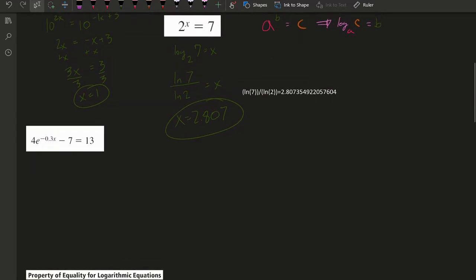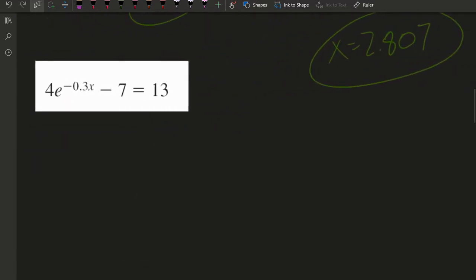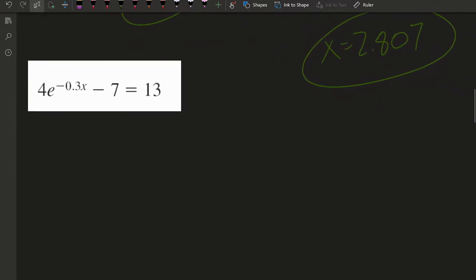Okay, so for our next equation, this one's the same type of problem, just a little bit more complex. So we're going to use the same technique, but first I want to clean it up and get rid of these extra constants. So let's go ahead and add 7, and we'll get 4e to the negative 0.3x is equal to 20. And then let's divide by 4 on both sides. We get e to the negative 0.3x is equal to 5.